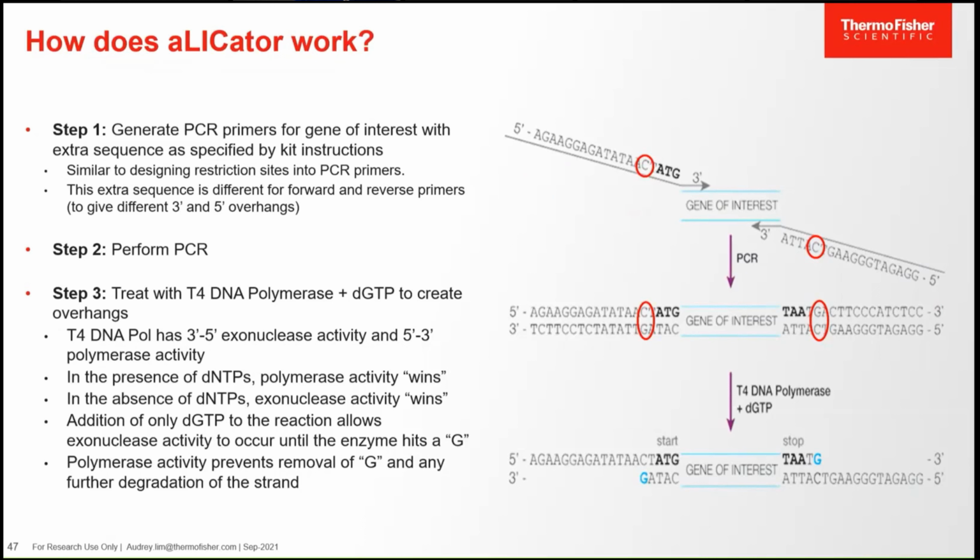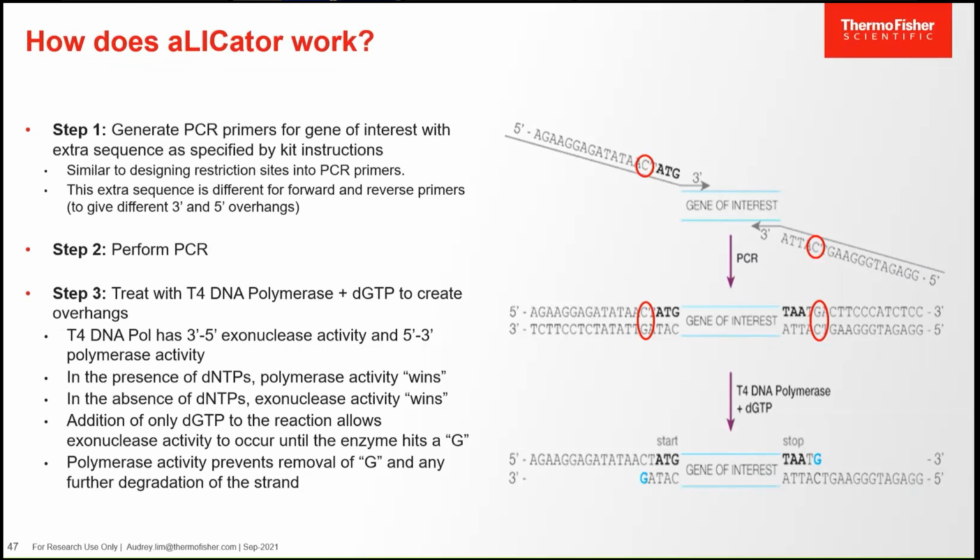Next, the T4 DNA polymerase is used to create specific 14 to 21 nucleotide single-stranded overhangs on the vector and also the DNA insert. Recall that the T4 DNA polymerase has two enzymatic activities. One is 5' to 3' polymerase activity, and the other is 3' to 5' exonuclease activity.